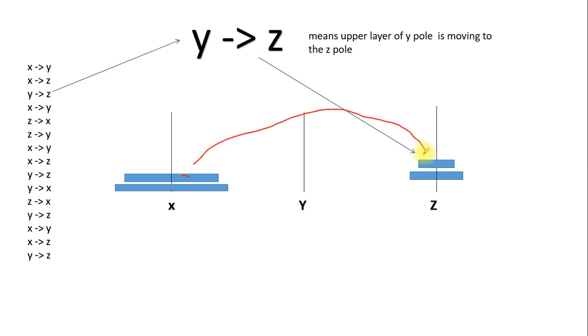onto this, because this one is smaller. We can only put the small bar onto the big bar. We cannot put the big bar onto the small bar. So we can move this one to here. From the x pole we can move the upper layer to here. This means x to y.